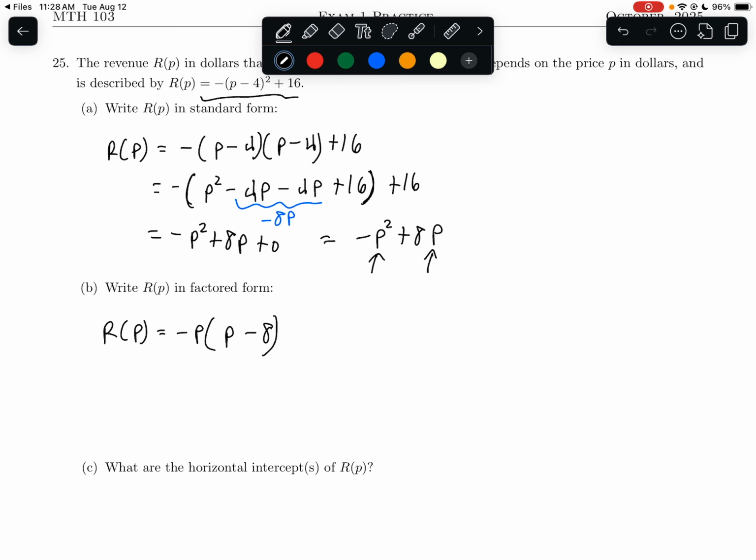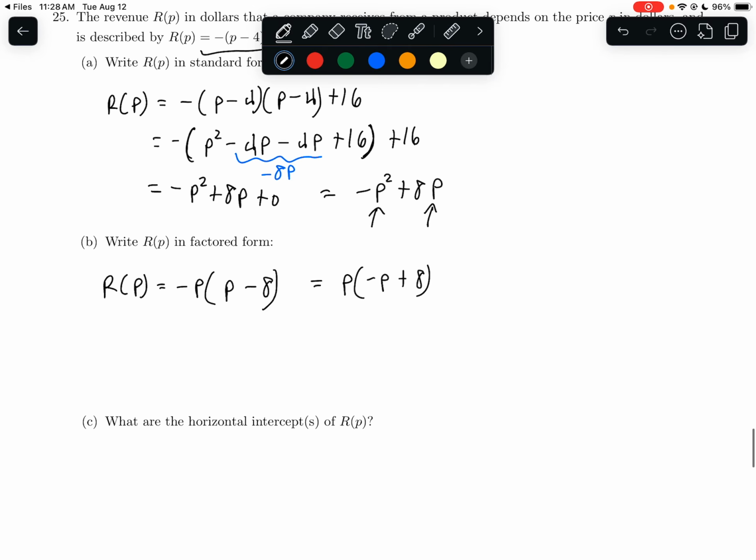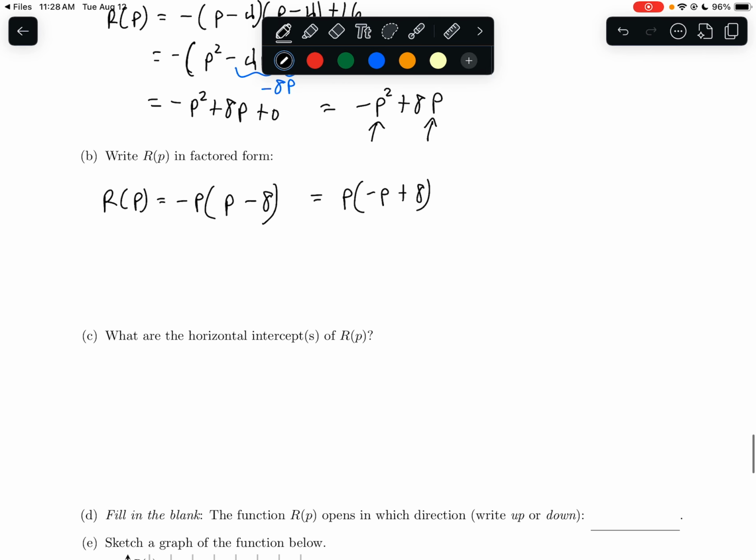So this works. You could have also just factored out p, not negative, and you would have gotten negative p plus 8. These look different, but they're the same formula. It doesn't matter which one you have. In either case, it's the factored form for the function.